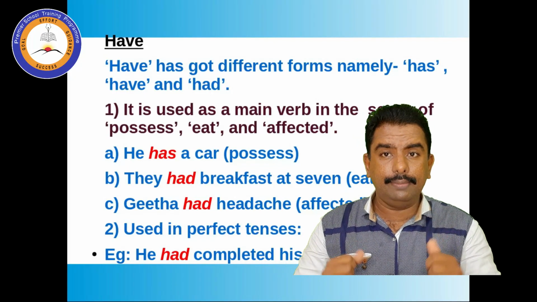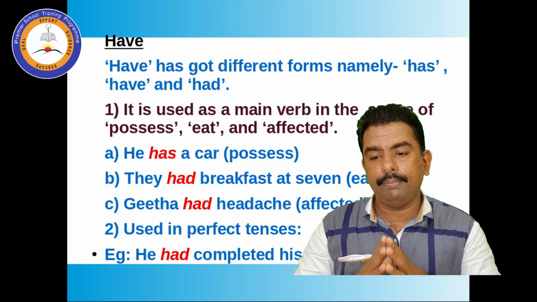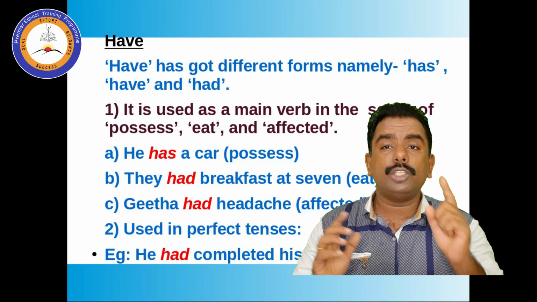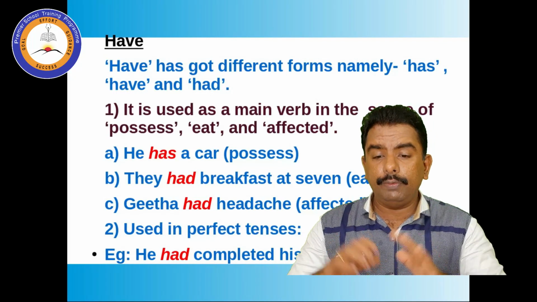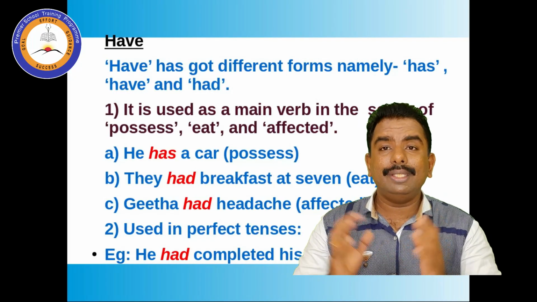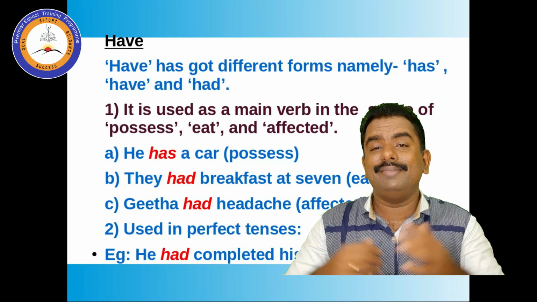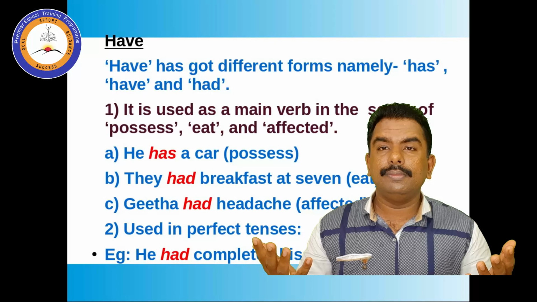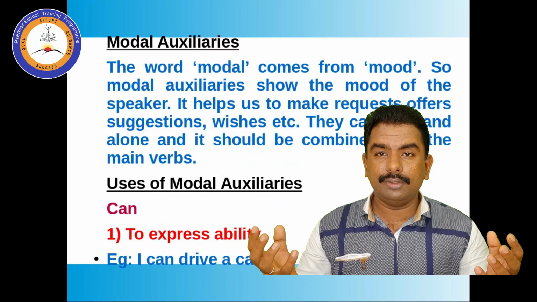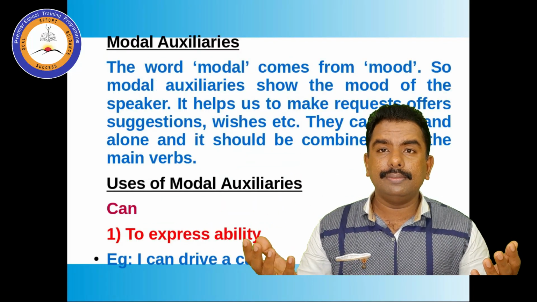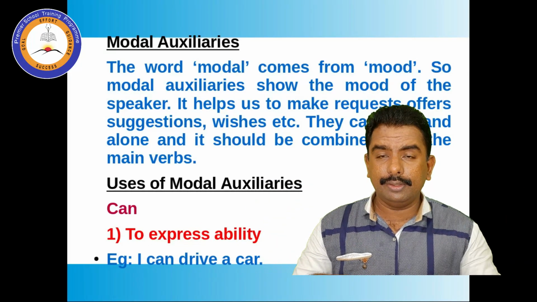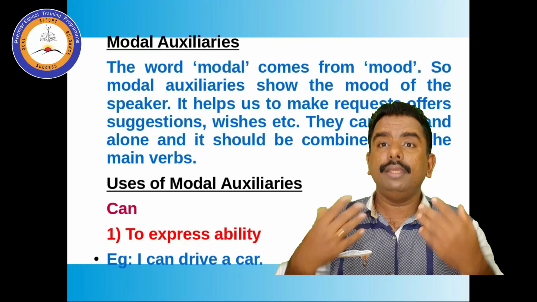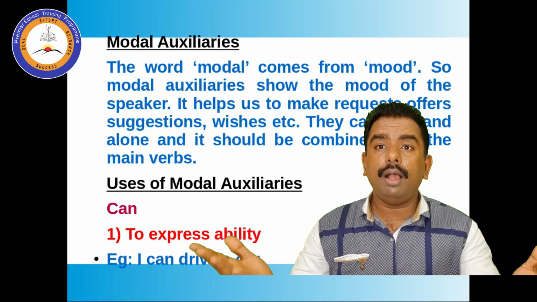Can is used to express ability. If you have an ability, then you can express it using can. I can teach you. I can speak English. I can make videos. I can tell you stories. These are all my abilities, that's why I just used can. Here is an example: I can drive a car.